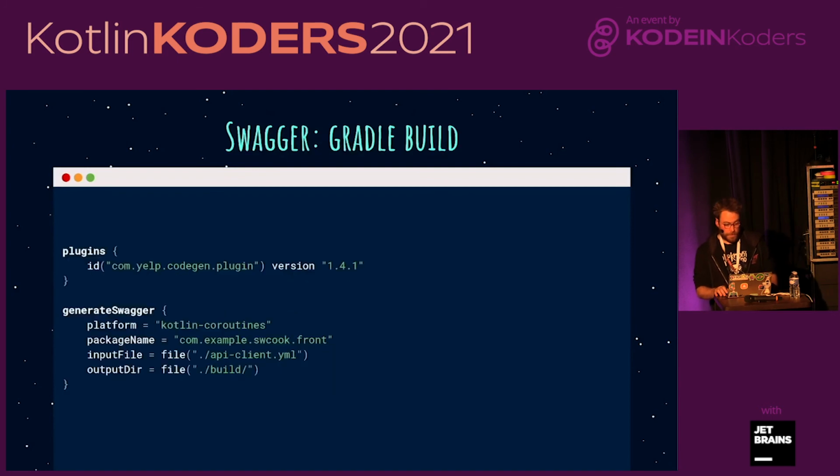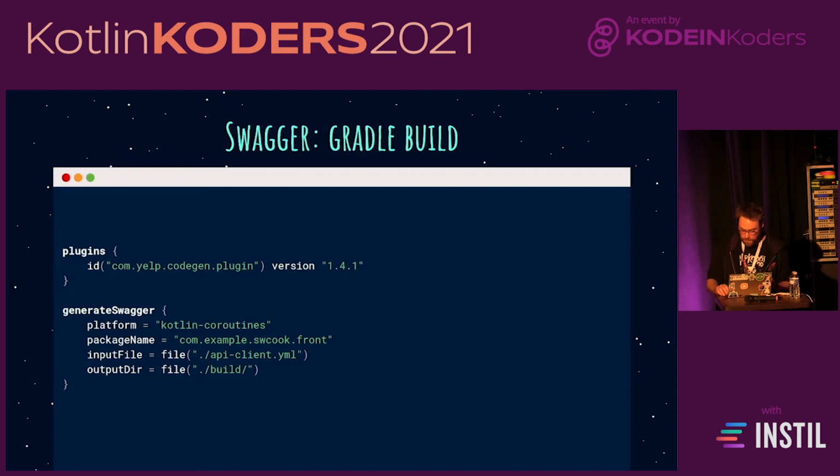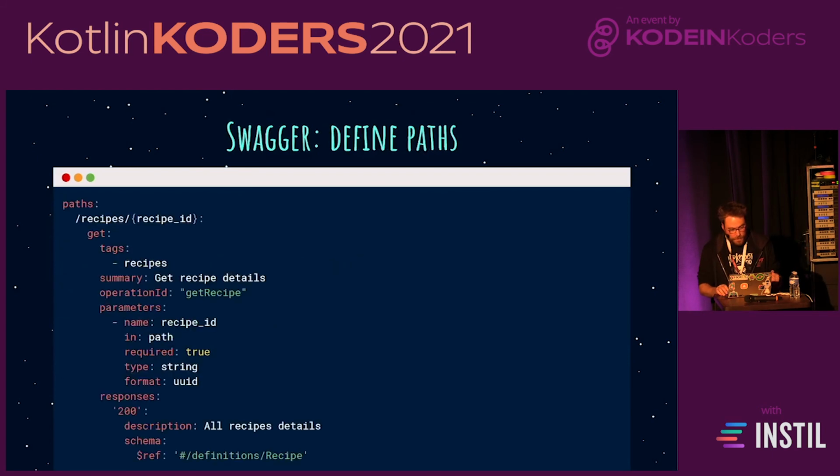So in your Gradle build, I'm going to use the CodeGen plugin, defining the version, and then I'm going to define, okay, I'm going to target the Kotlin coroutines to have a suspend way for Retrofit. I'm going to define the package name where the models will be stored. Okay, I'm defining my input file, so the YAML file, and my output directory, which will be in build or wherever you want.